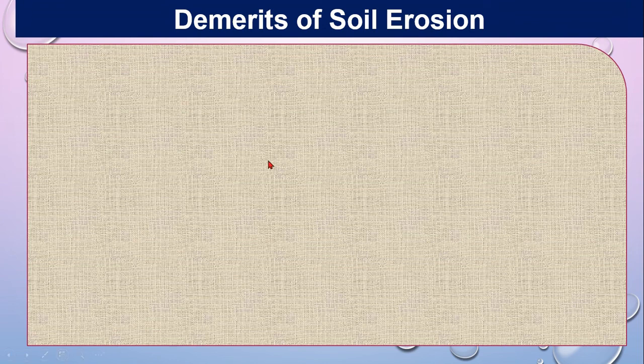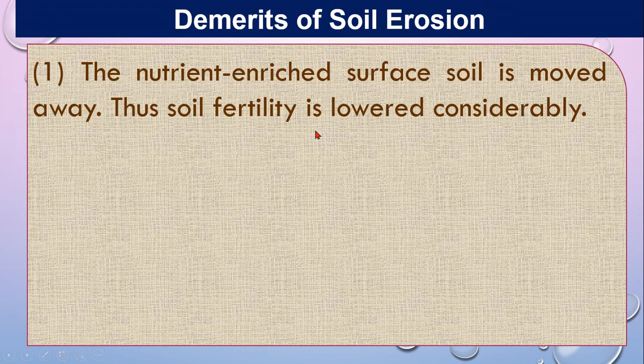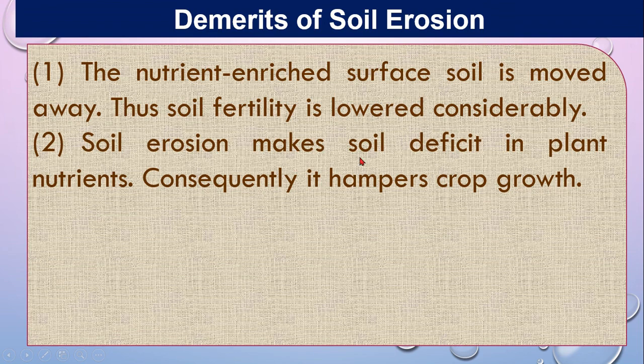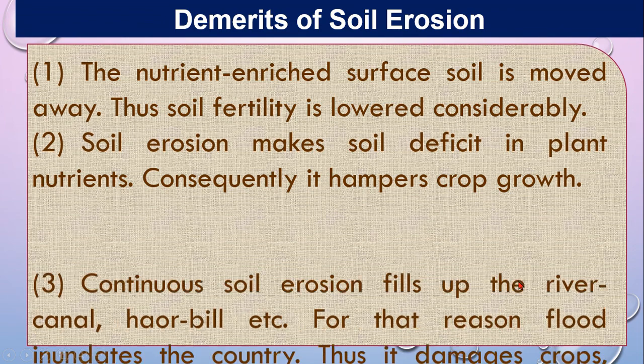Now, what are the demerits of soil erosion, that means the disadvantages of soil erosion. There is not too much advantage of soil erosion. Maximum is disadvantage. First one is that nutrient enriched surface soil is moved away from one place to another place. That means fertility decreases, as soil erosion makes the soil deficient in plant nutrients. Consequently, it hampers crop growth as well.